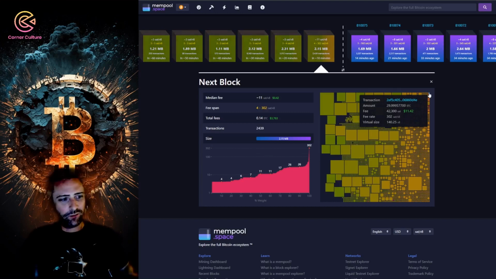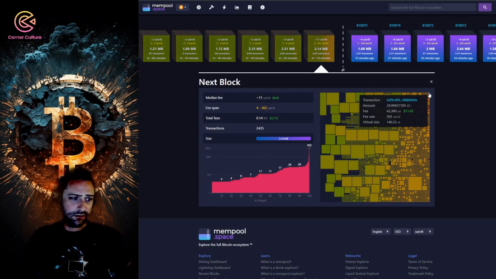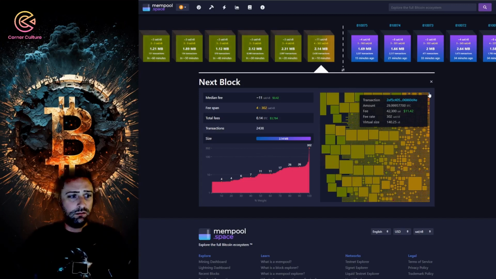Name a bank in the world that can do that. Name a bank in the world that can move $800,000 in 10 minutes for $11.42. Please let me know if that is a thing. Let me know how in the world that happens and where and with whom. This is the beauty of Bitcoin.